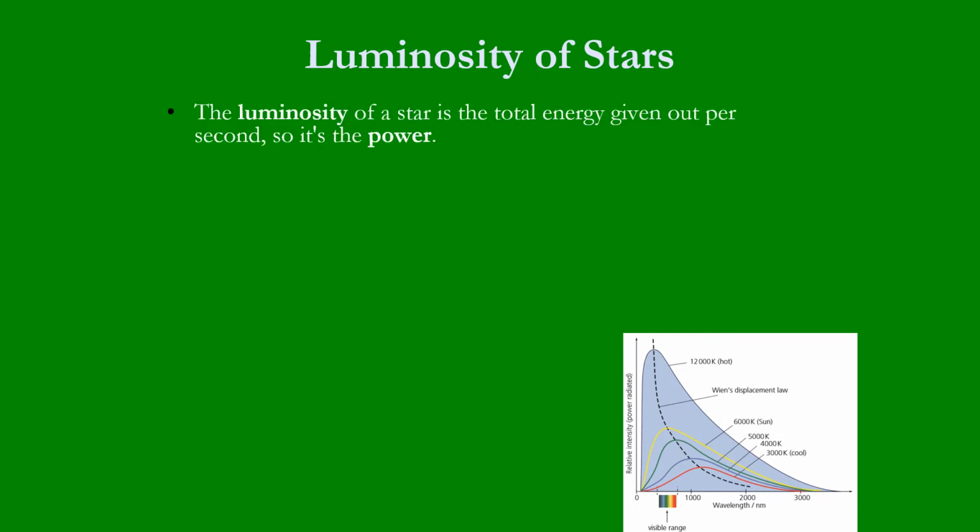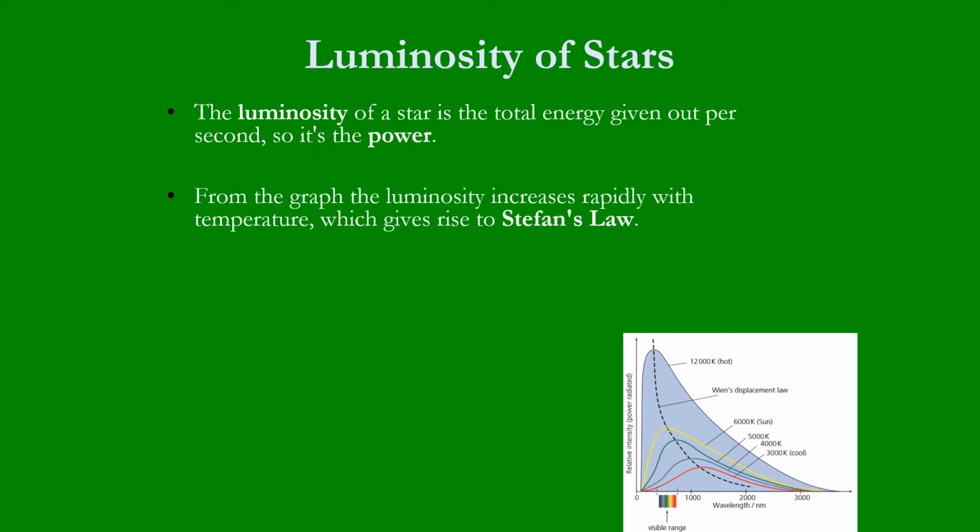With the luminosity of stars, luminosity is basically a measure of the energy output. And as that energy output increases, we can think about the power, that power increases. Luminosity increases with temperature, and this gives us another law, which is on your formula sheet, called Stefan's law.